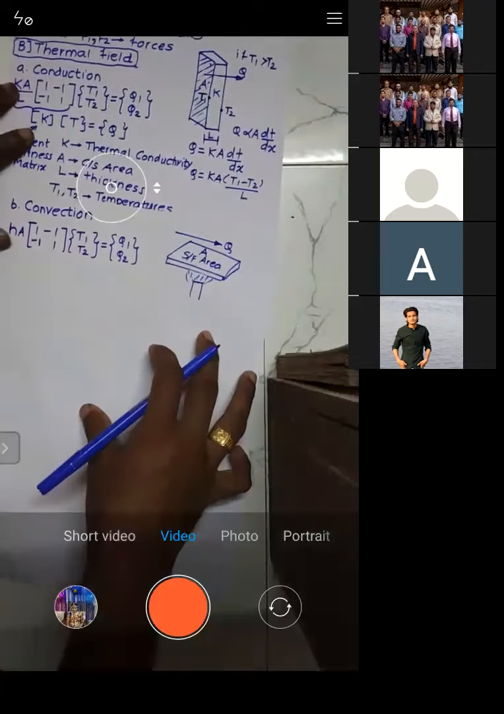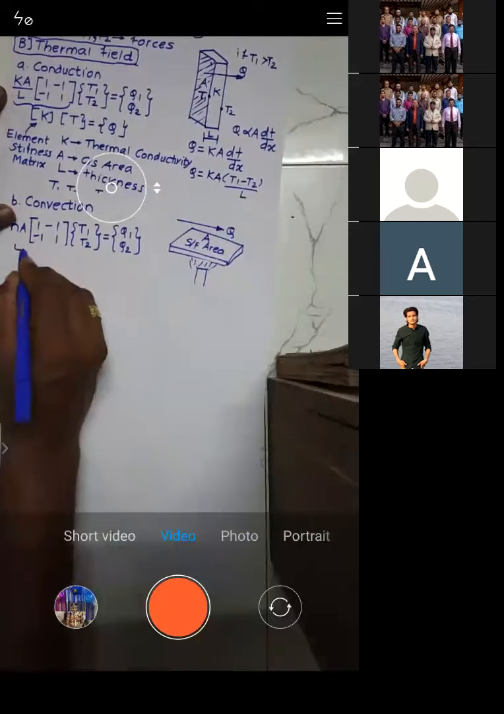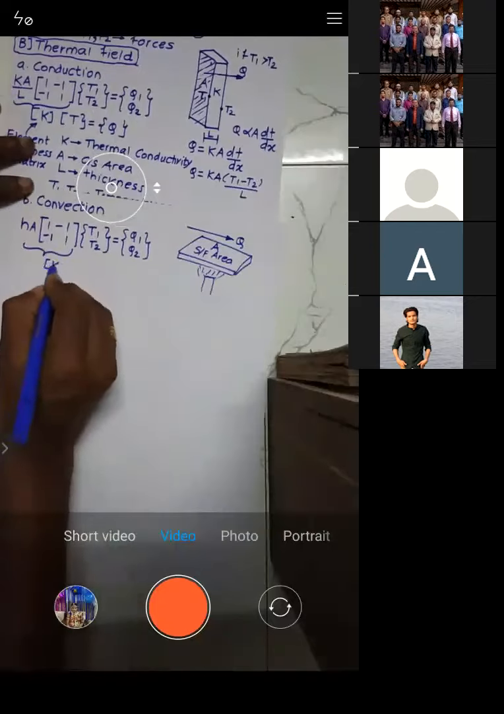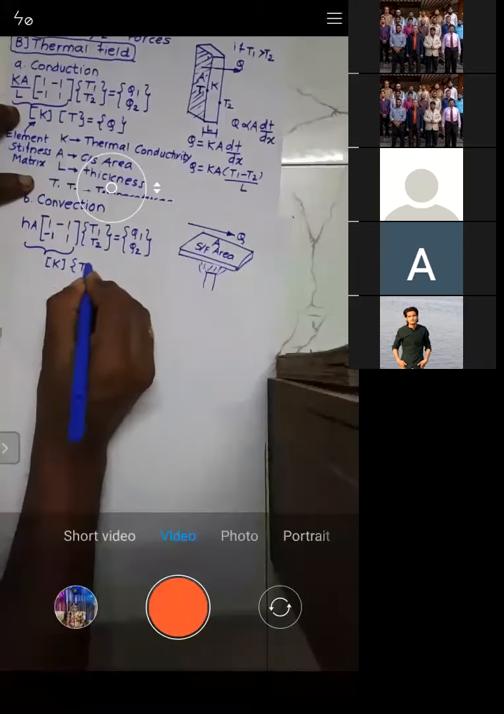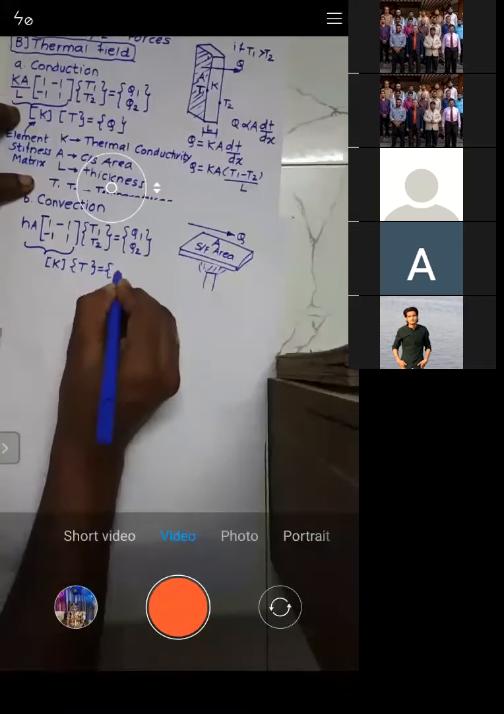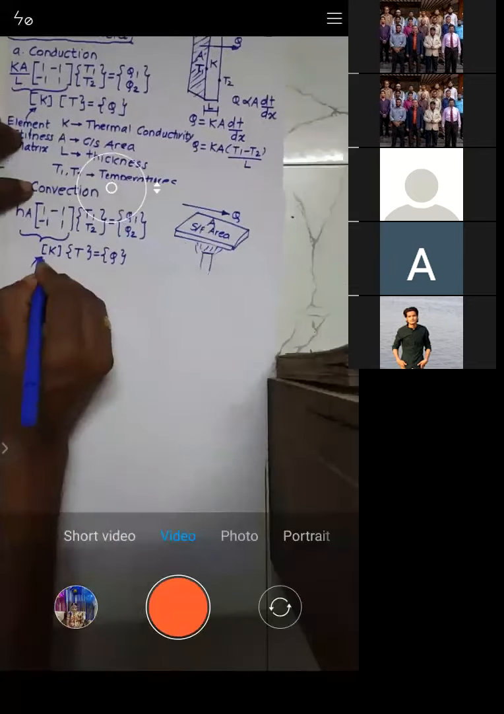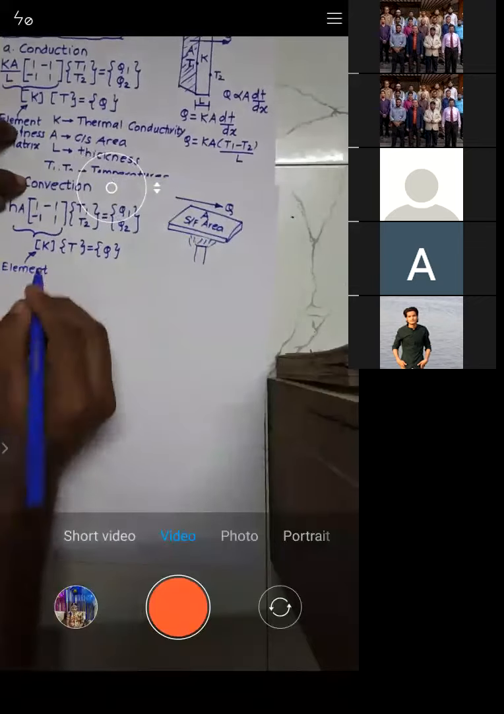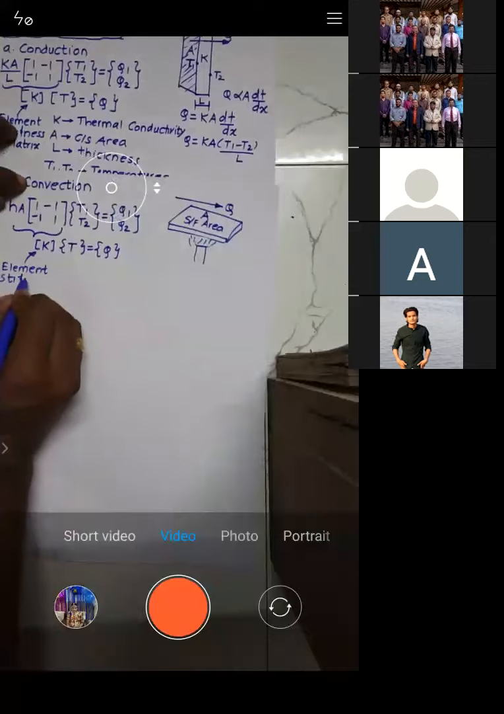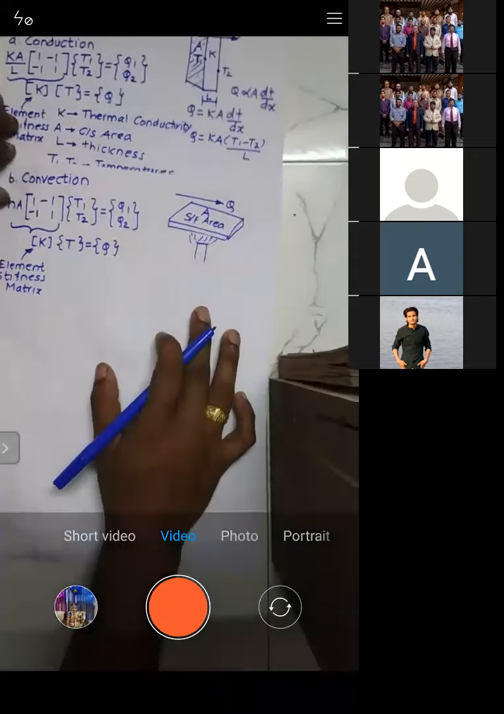H is the heat transfer coefficient. You will see this in detail. If I need to write this down, I will call this the element stiffness matrix, that is K, multiplied by temperature T, is equal to the heat flow, that is Q. K is called the element stiffness matrix.